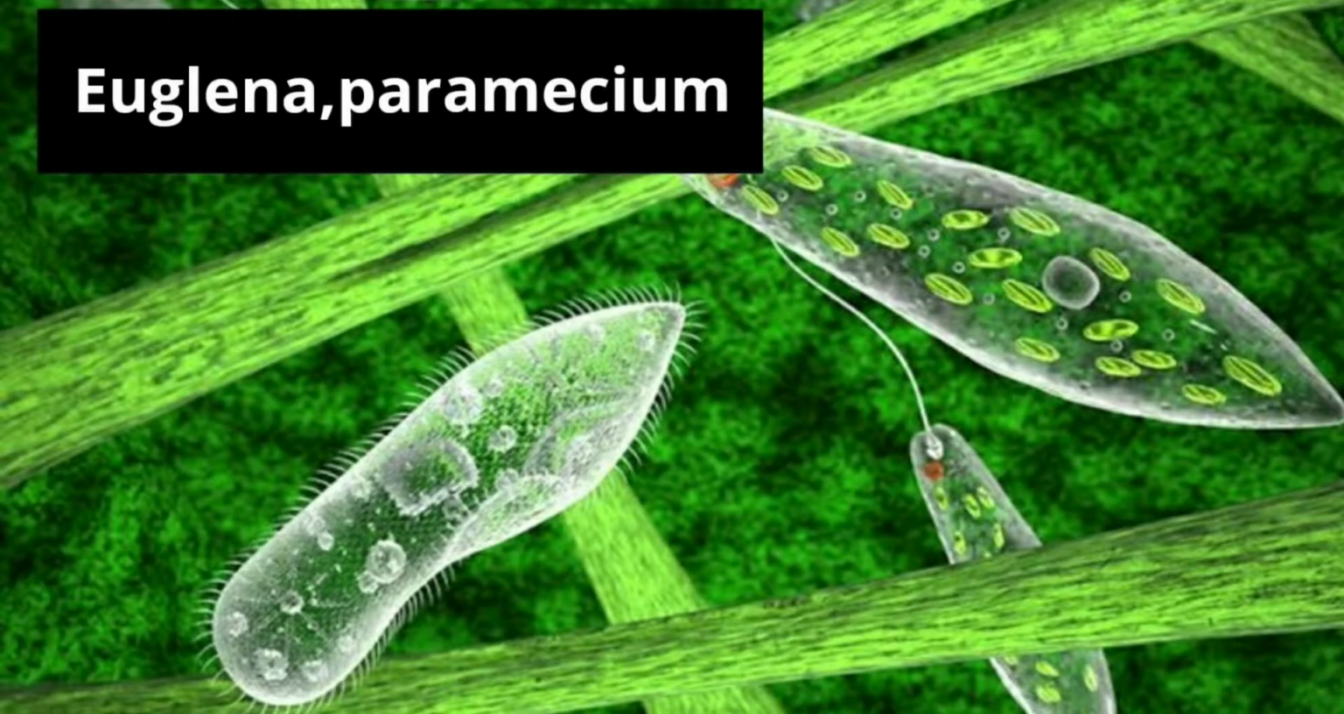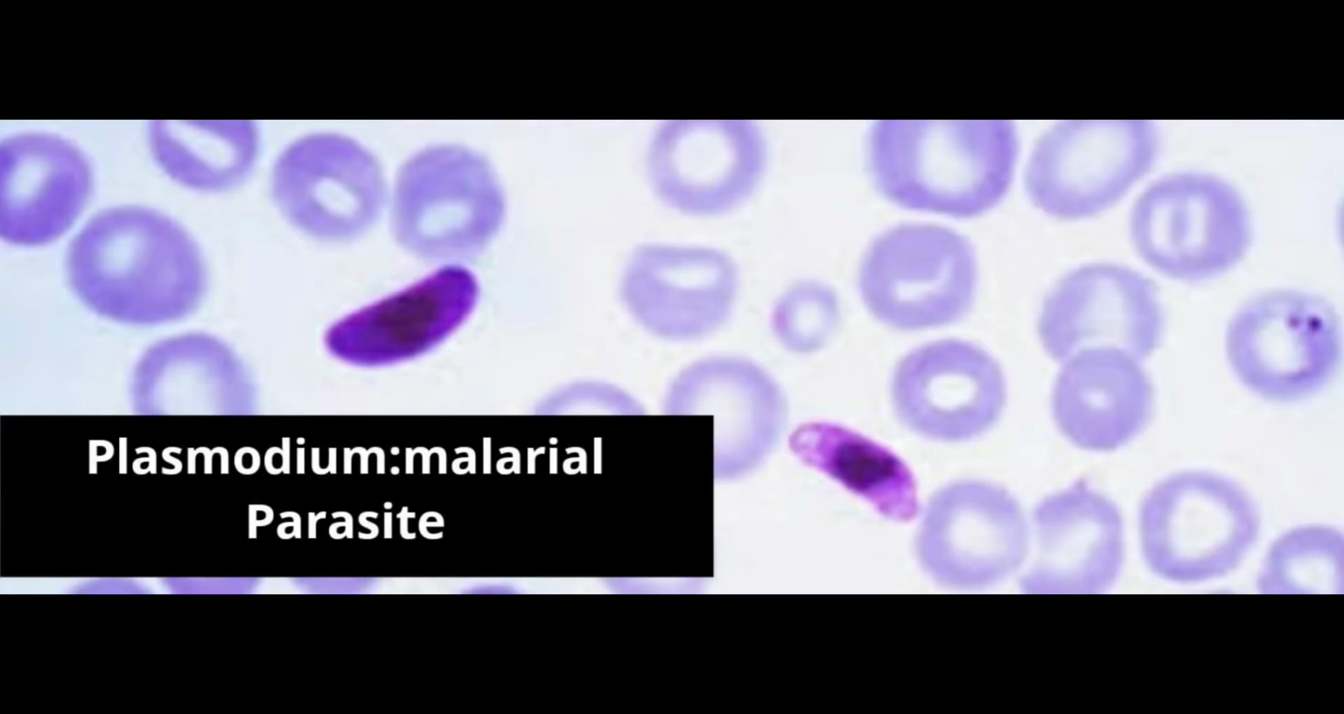And here we can see Paramecium, which is an example of a ciliated protozoan. Paramecium appears like a slipper, so it's called slipper animalcule. And this is Plasmodium. It's a malarial parasite, causes malarial fever. This is the sporozoite stage, the infective stage of Plasmodium.